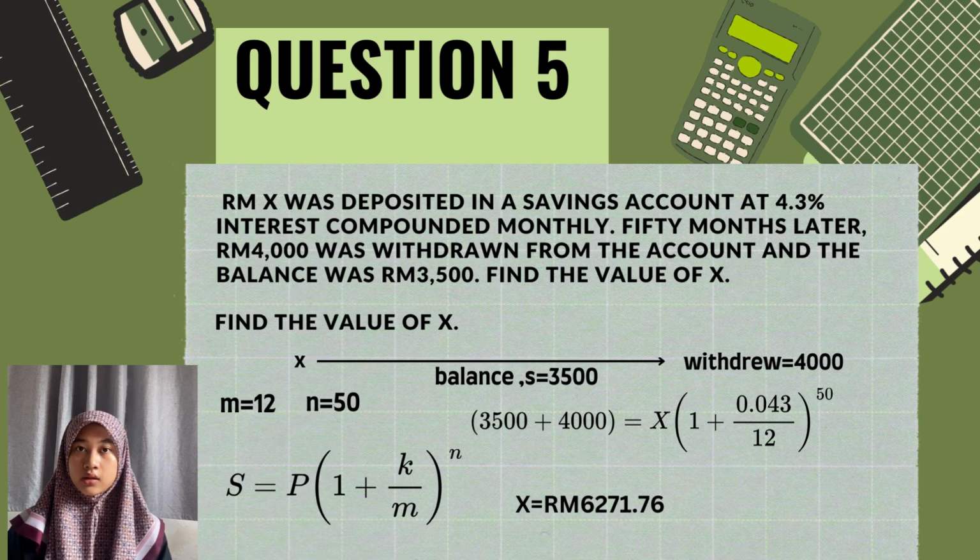For question 5, based on the statement, they give us the value of M is 12, K is 0.043, N is 50. Balance, which is S, is 3,500 and withdrawal 4,000. So we have to use this formula. S equal to P open bracket 1 plus K over M close bracket to the power of N. Open bracket 3,500 plus 4,000 close bracket equal to X open bracket 1 plus 0.043 over 12 close bracket to the power of 50. So the value of X is 6,271 ringgit and 76 cents.